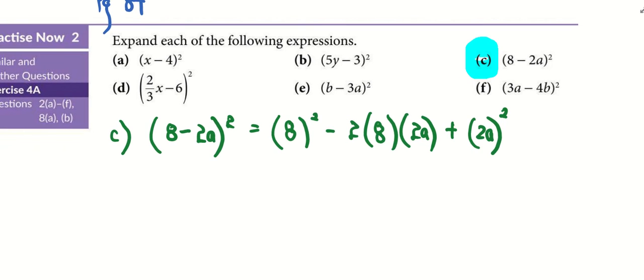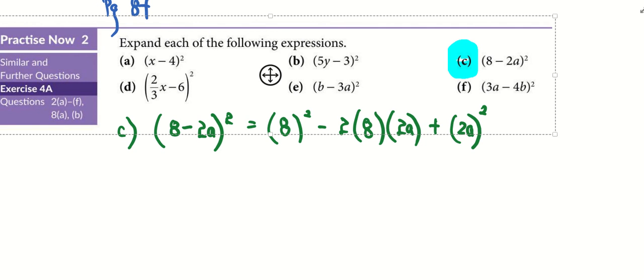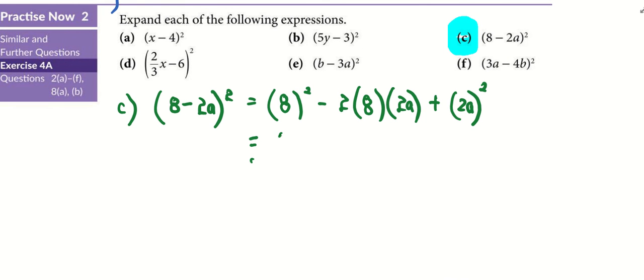Then after that, same thing. Just simplify. Press calculator. 8 squared will give us 64. Minus 2 times 8 times 2. Likewise, as I said earlier on, take note, the square for 2A, does it belong to the number 2 or to A? Both. So square the 2, you will get 4. Square the A, you get A squared.